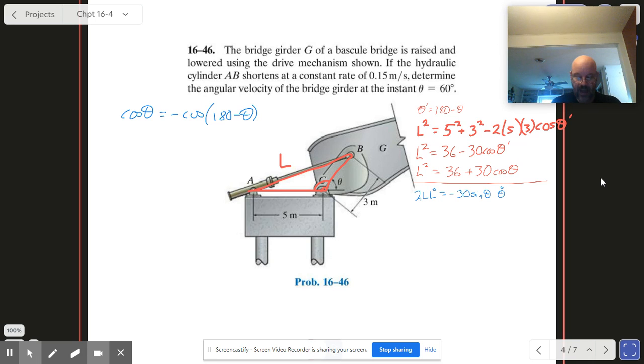Okay, do a little bit of algebra here this time. So I guess I'm feeling special. 2L, L dot over 30 sine theta. Okay. Then all we're going to have to do here is find L using law of cosines. And then it's going to pop right out for us.